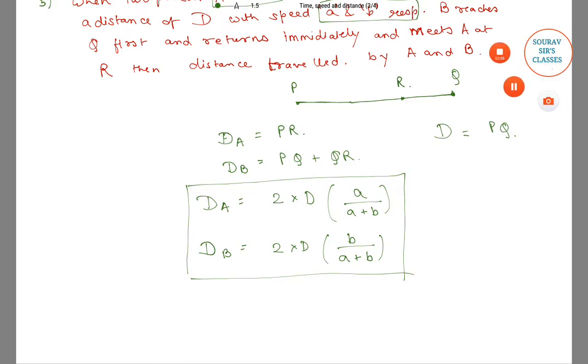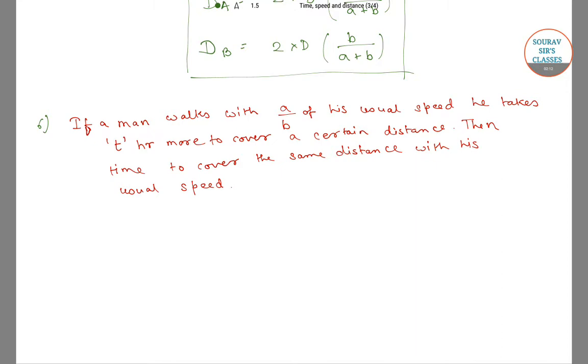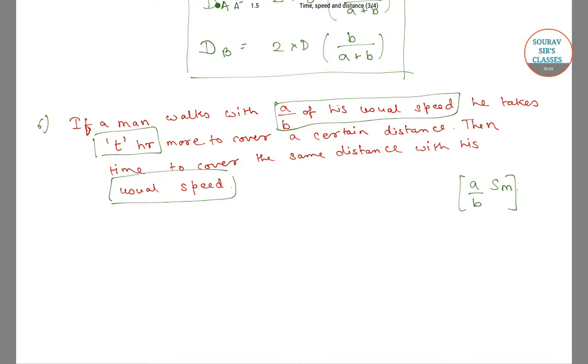In the next formula, suppose there is a man that walks with A by Bth of his usual speed. That is, for example, if the speed of a man is Sm, then he is walking with the speed of A by B Sm. He takes T more hours to cover a certain distance. Then what would be the time taken to cover the same distance with his usual speed? This time is given by the formula.